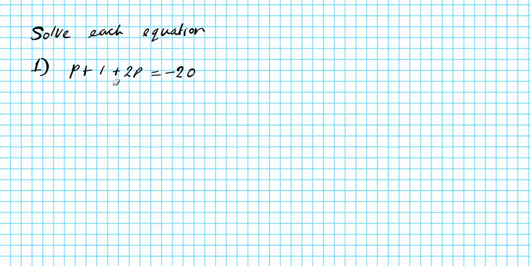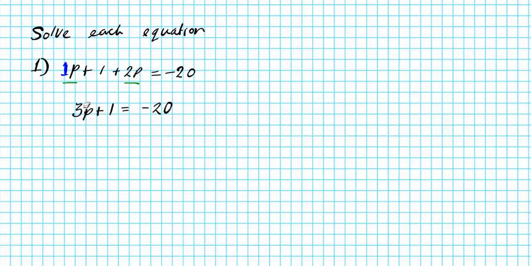On the left side of the equation, we have like terms. We have the first degree variable in terms of p. Those two can be combined. Now what we're going to be adding are the coefficients, okay? P has a coefficient of 1, and this has a coefficient of 2. So when we add those two together, we end up with 3p plus 1 equals negative 20.